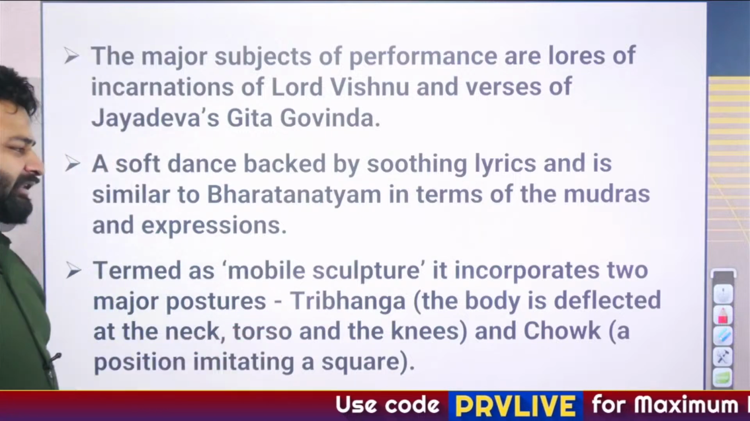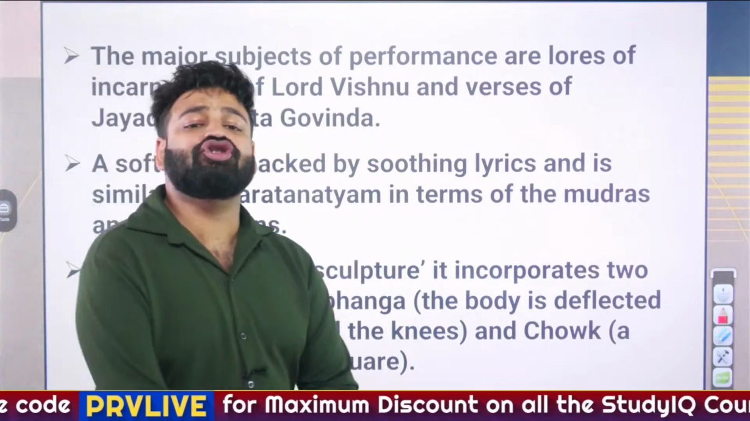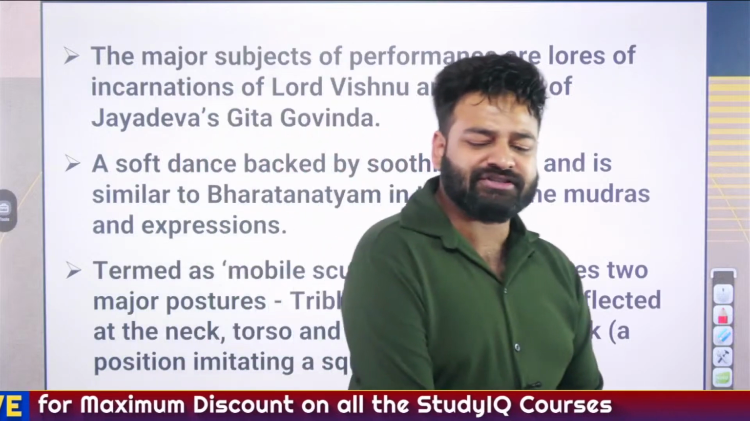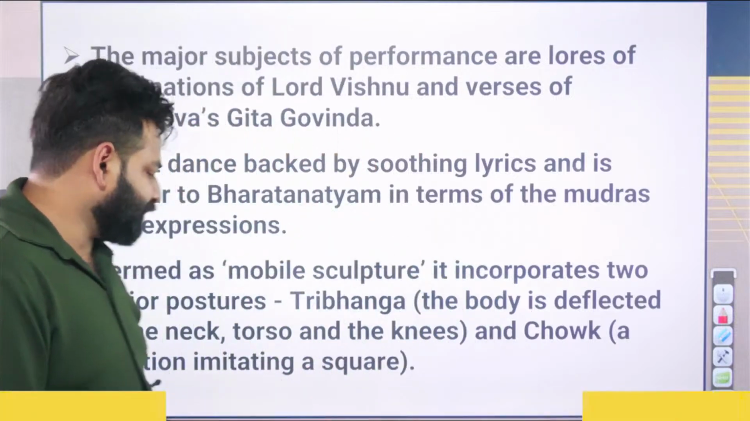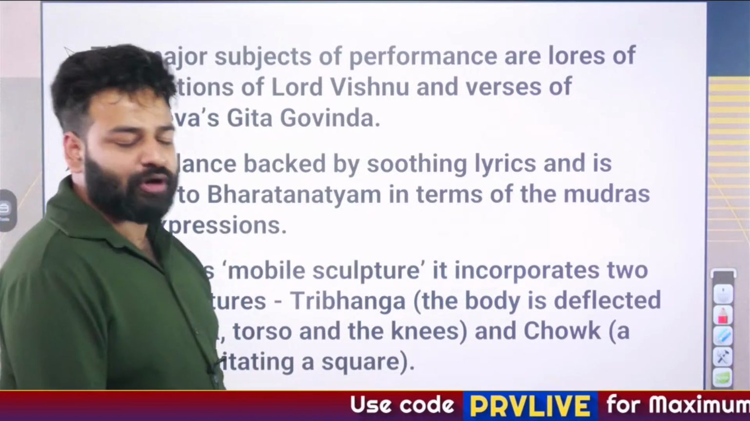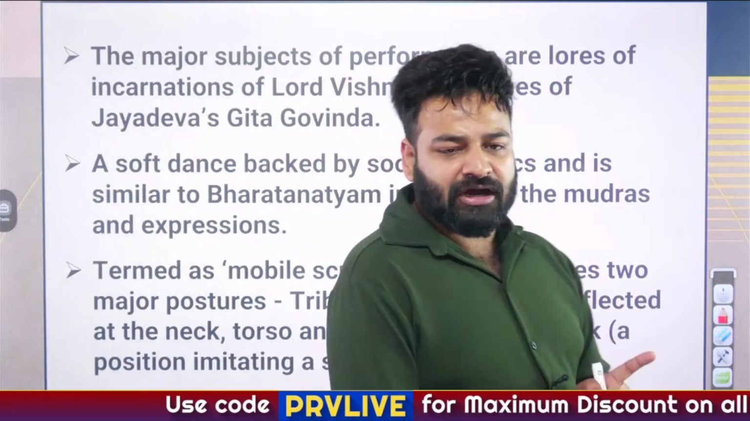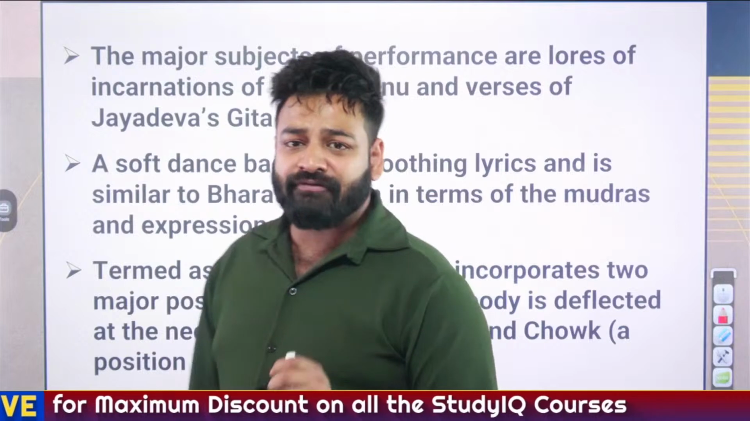So Tribhanga, the body is deflected at the neck, torso and the knees, and Chowk, that is the movement of body in four equal directions, that is in square form. Okay, a position imitating a square, right? So what we have got? We have got Tribhanga and Chowk, associated to which dance? It is the dance of Odissi.